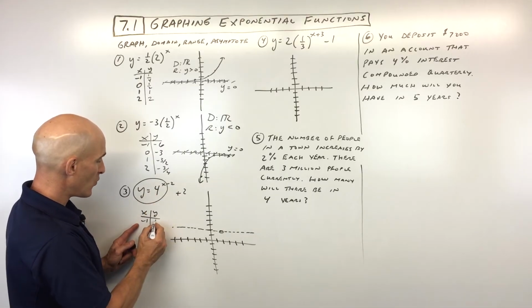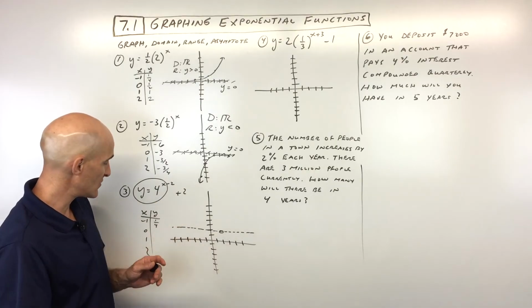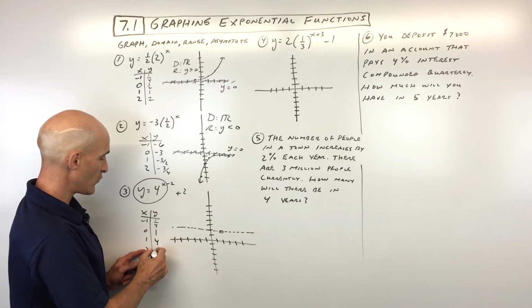4 to the -1 is 1/4. Remember, the negative exponent doesn't make the number negative. It just says to take the reciprocal. 4 to the 0 is 1. 4 to the first is 4. And 4 to the second is 16.